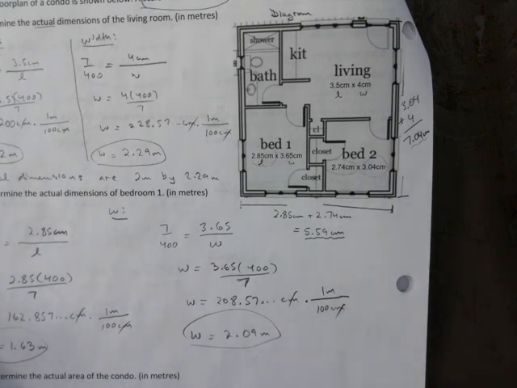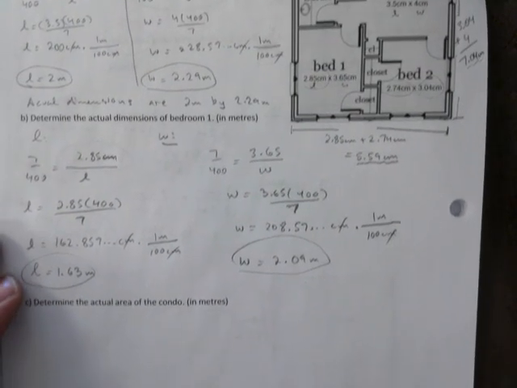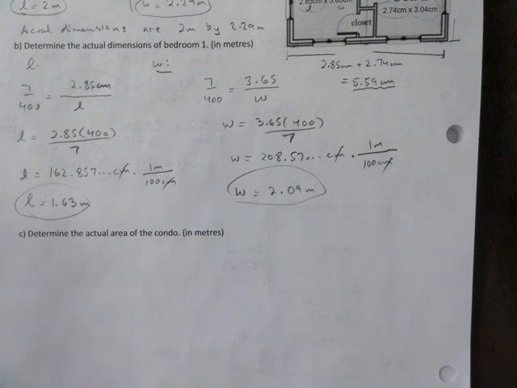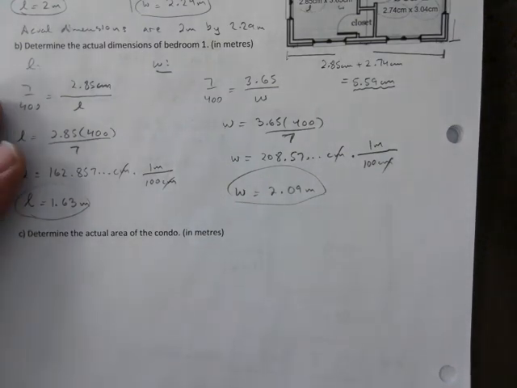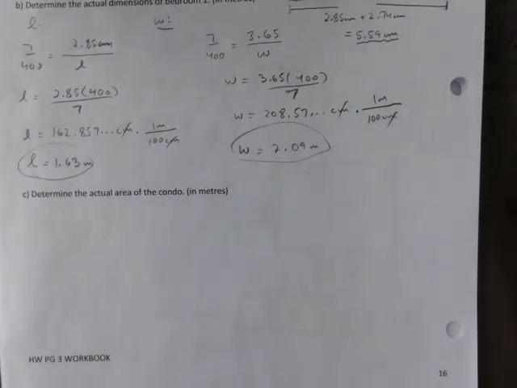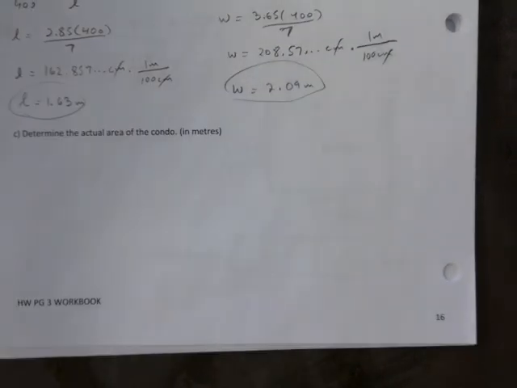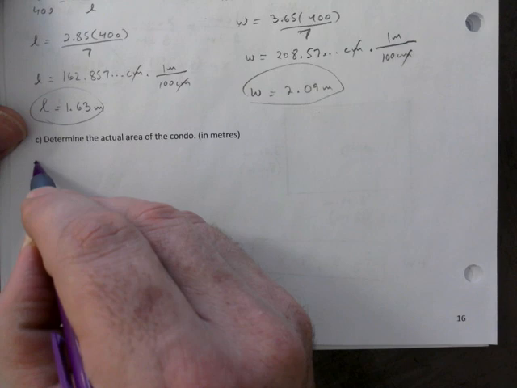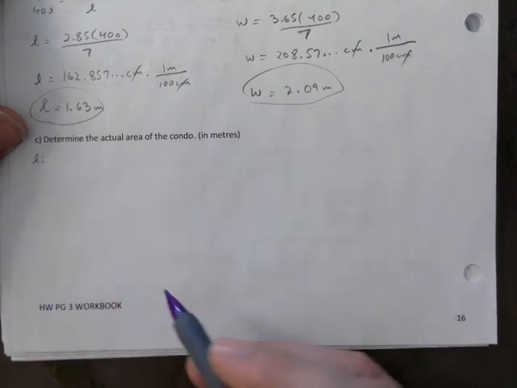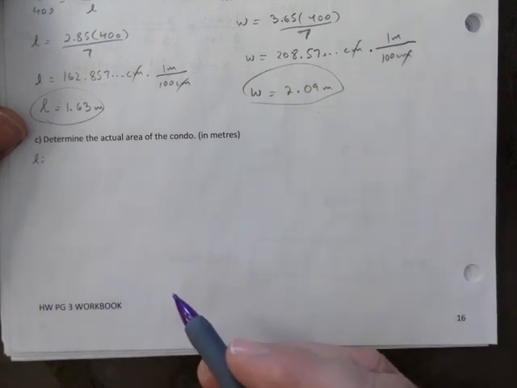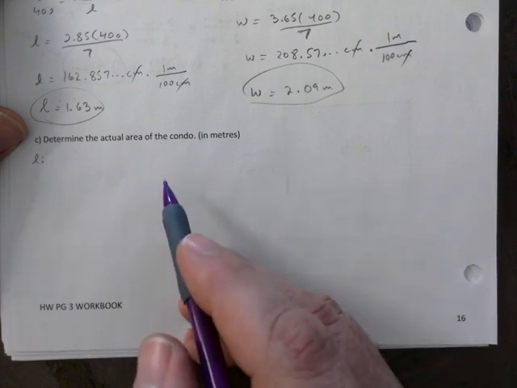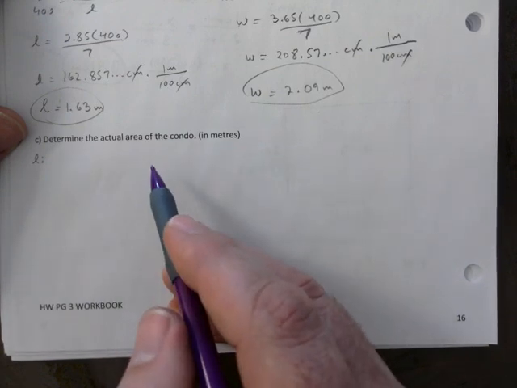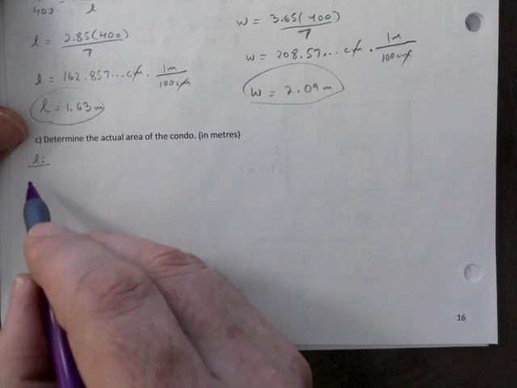Now, knowing what you know about scale factor, there are two ways of doing this. The first method would be figuring out the length in meters, and then the width in meters of the actual condo, and then just going length times width and we get our area. Let's do it that way first.